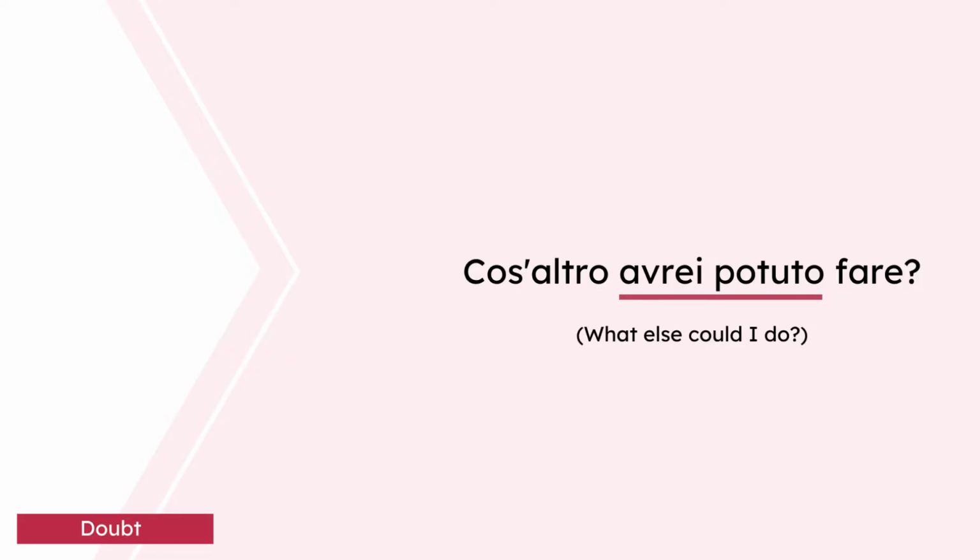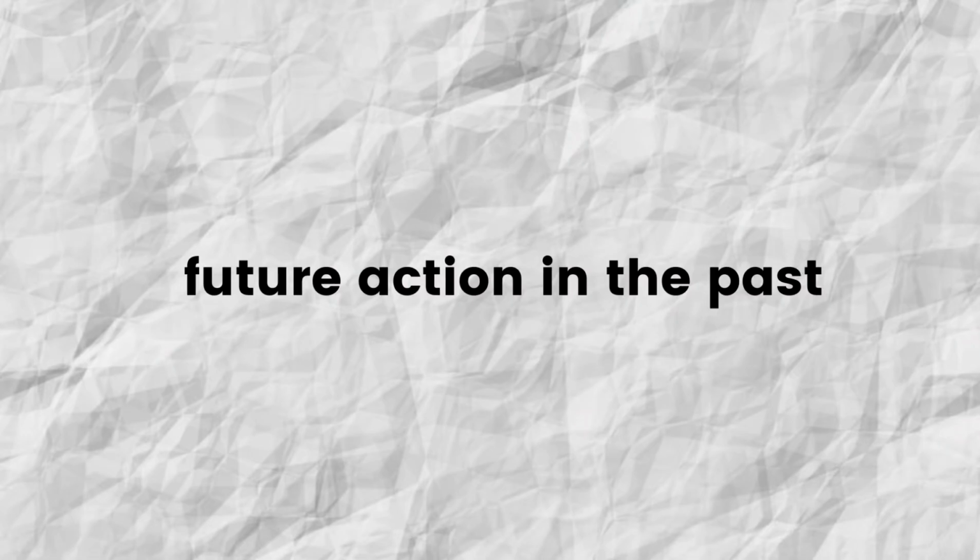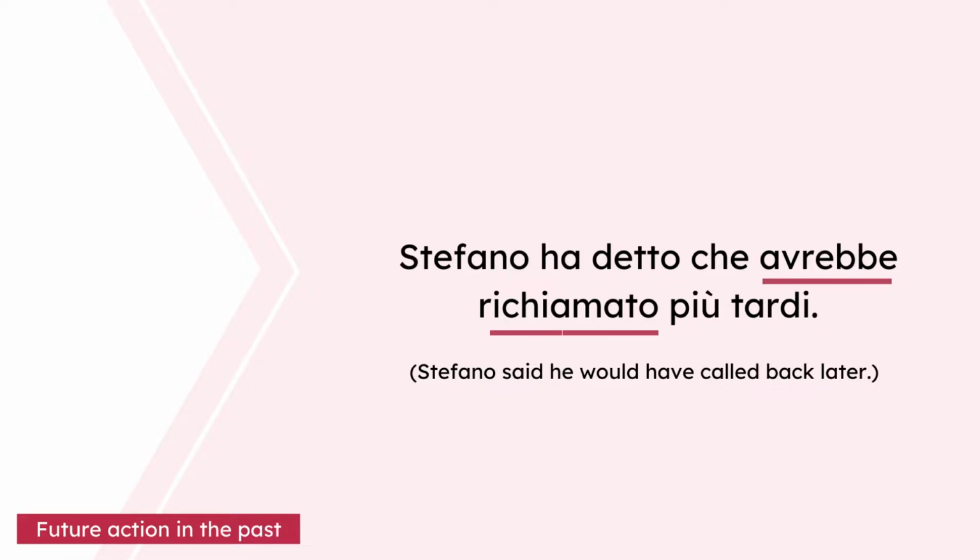It also expresses doubt. An example, cos'altro avrei potuto fare? What else could I do? And desire. Questa sera vorrei mangiare una pizza. Tonight, I'd like to eat pizza. And a future action, but that took place in the past. An example, Stefano ha detto che avrebbe richiamato più tardi. Stefano said he would have called back later.